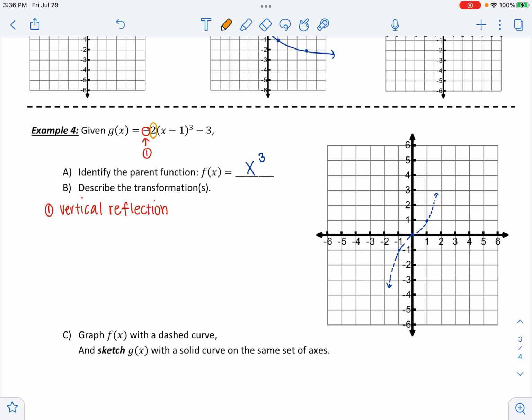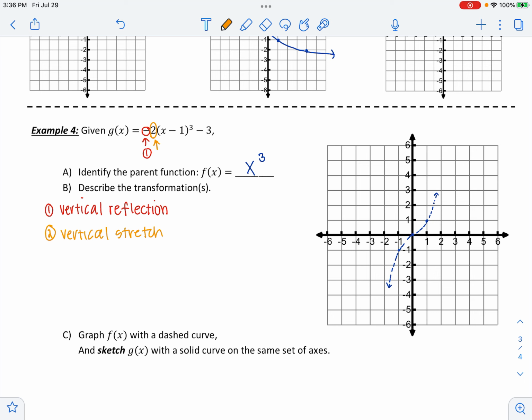All right, now I'm going to move on to the next one. I see a 2 in front of the parent. So I should say outside of the parent. What's inside the parent? This is inside the parentheses, okay? So outside the parent, we're still vertical. And then remember, a coefficient in front that's bigger than 1 is a stretch. Pay no attention to the negative, right? You're just looking at the 2.